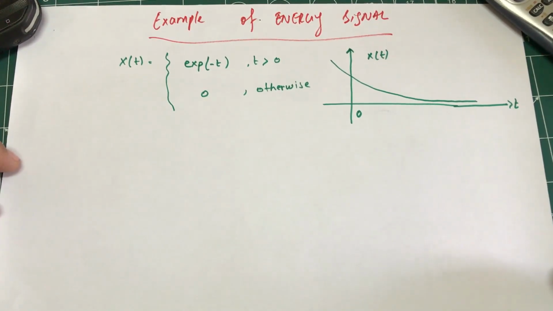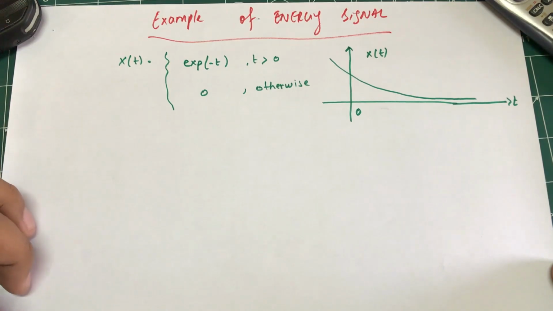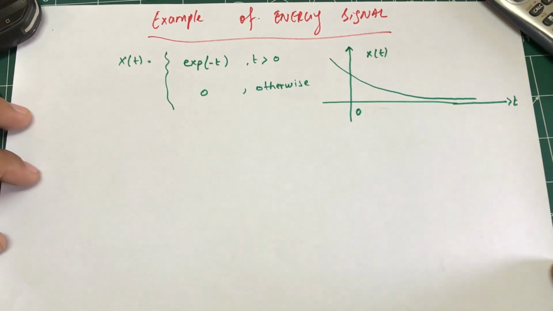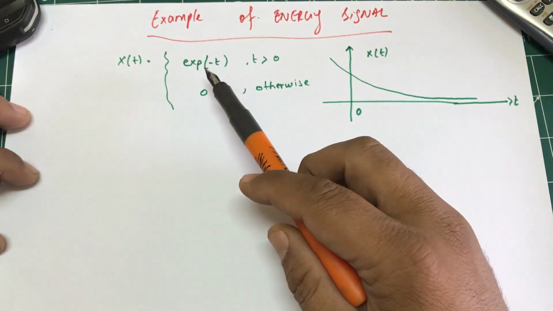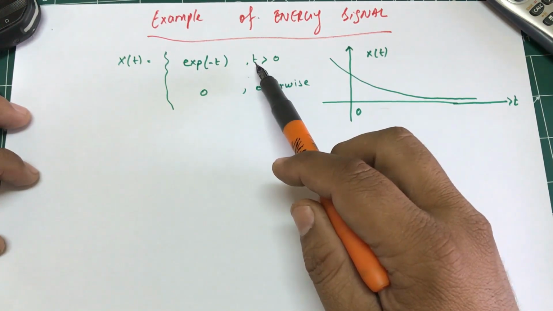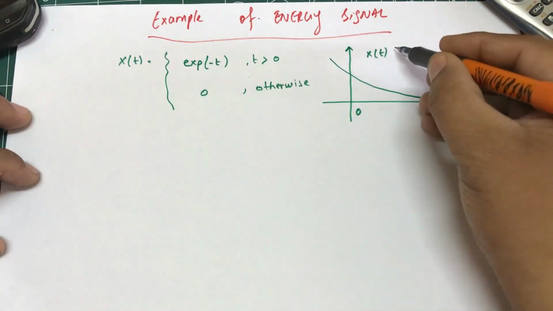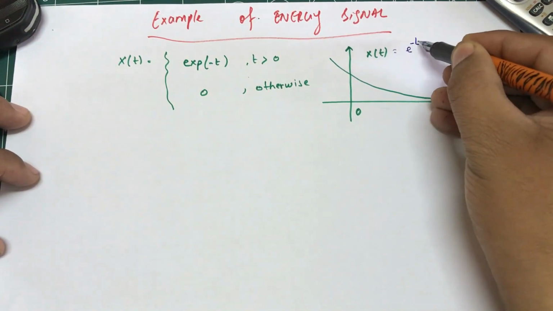Bismillahirrahmanirrahim. So let's do an example of an energy signal. As I told you, energy signals are mostly exponential signals and aperiodic in nature. So let's do an example of an exponential signal, a signal that is e to the negative t. This signal only exists when t is greater than 0. As you can see the graph of this. So this is e to the negative t.